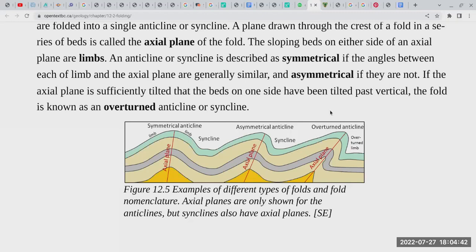So now it is asymmetrical if they are not. If the axial plane is sufficiently tilted and the beds on one side have been tilted past vertical, the fold is known as overturned. So when it bends up like so, it's an overturned anticline or syncline. So you have an overturned anticline, you have an overturned limb down here, so you have an overturned syncline. Now tell me, do you know how to explain what they ask you to differentiate between or among an asymmetrical anticline, a symmetrical anticline, or an overturned anticline? Would you be able to do that?